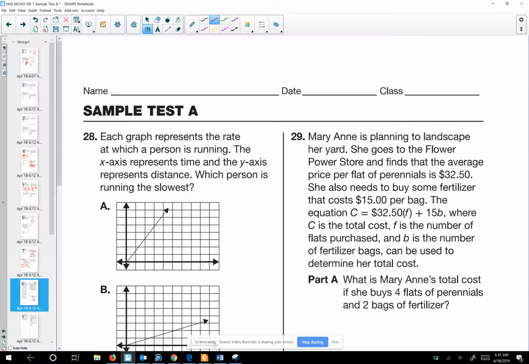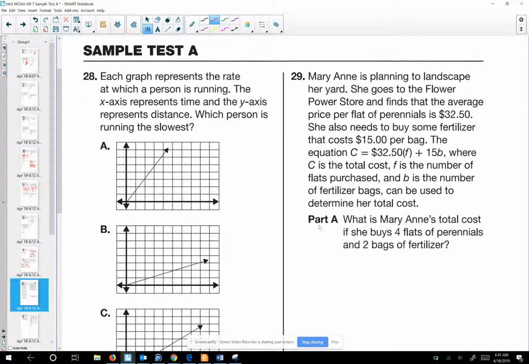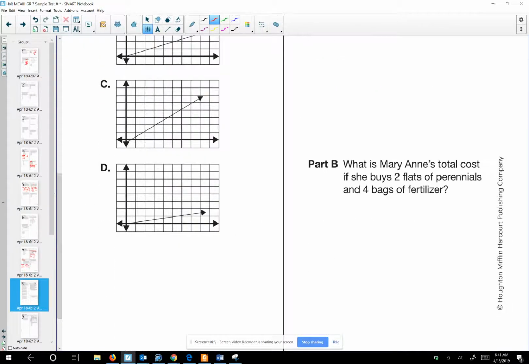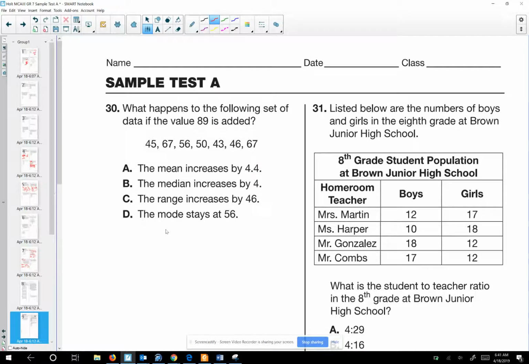Number 30. So you had to jump. Let me see. Oh, I think it's on this next page up here. Oh, yeah. So take a look at all your values here. 45, 67, 56, 50, 43, 46, and 67. Okay?